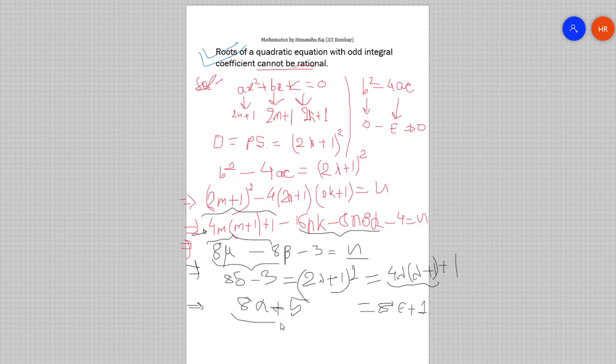So this result is totally absurd, an incorrect result. So our supposition was incorrect, hence this contradicts our supposition that D must be a perfect square. Hence the discriminant D cannot be a perfect square, so the roots cannot be rational. Hence proved.